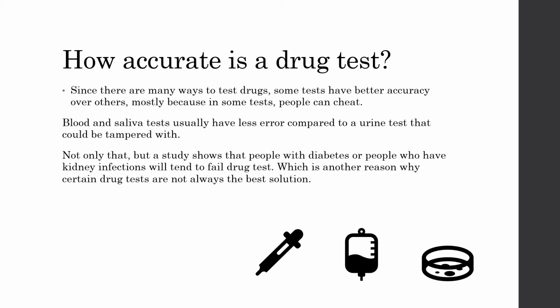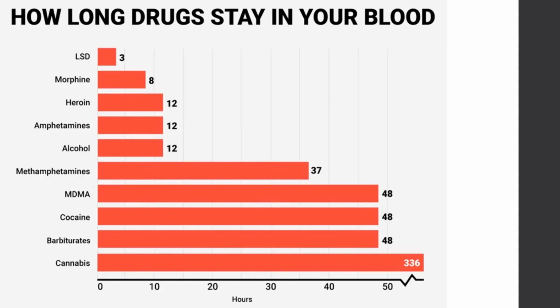Not only that, but a study shows that people with diabetes or people who have kidney infections will tend to fail a drug test with urine, which is another reason why certain drug tests are not always the best solution. So if you're an employer who really wants to get an accurate drug test, blood and saliva tests usually are the way to go. So here is a graph that shows how long drugs stay in your blood.